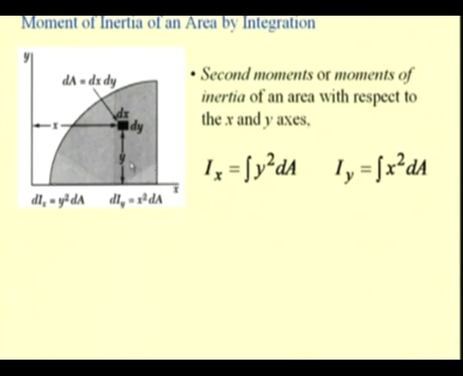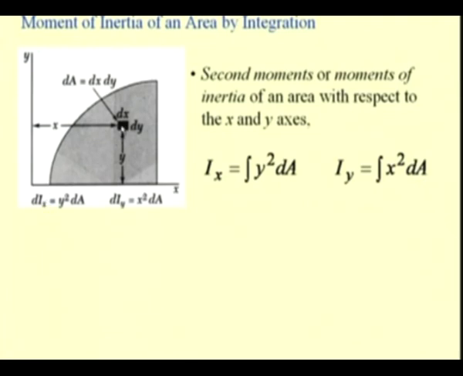If we are interested in finding the second moment of this elemental area with respect to the x axis, it is equal to the distance of this area from the axis, that is y squared dA. So, if we integrate it, we get the second moment of this area, or the moment of inertia of the area, with respect to this axis. In the same way, with respect to the y axis, we have integral x squared dA.